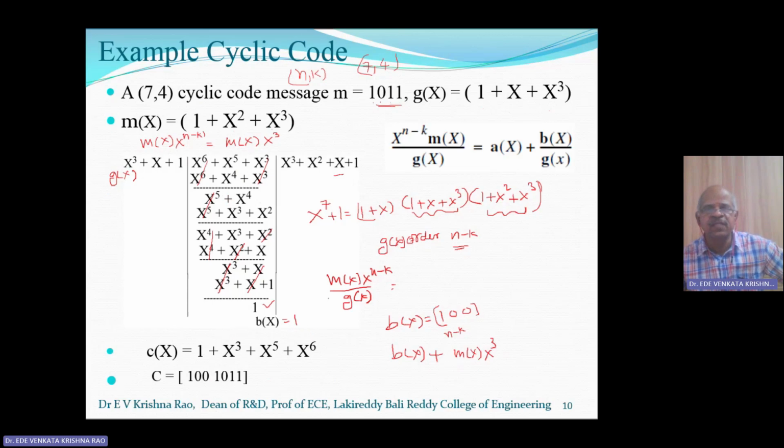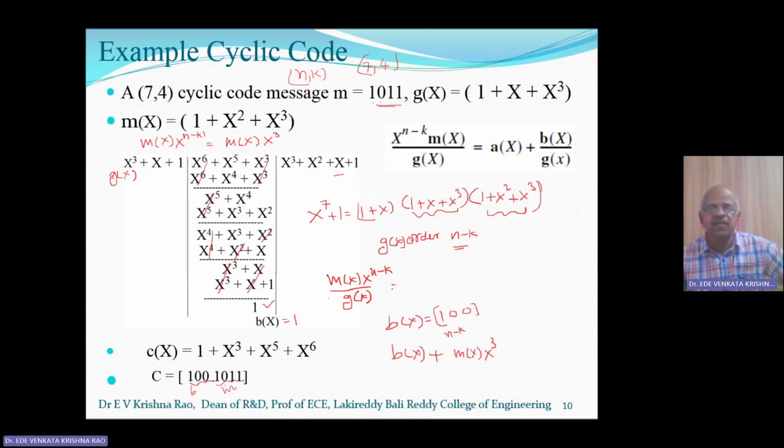So 1 plus x cube plus x power 5 plus x power 6. So the message polynomial is the right side, and the parity polynomial is the left side. So this is what, 1 0 0 is the parity p, and this is the message.